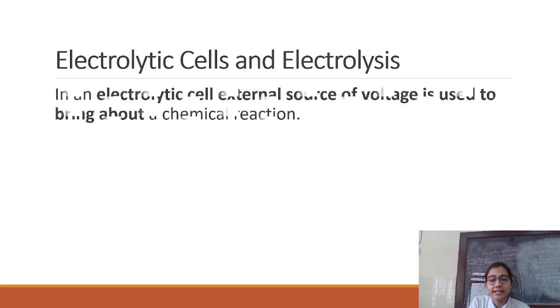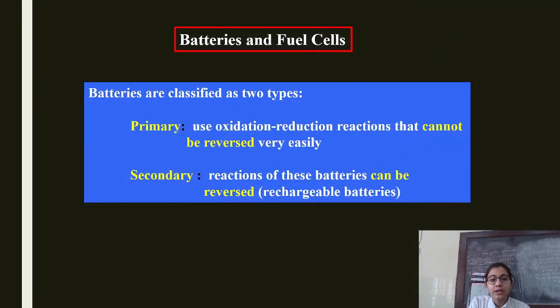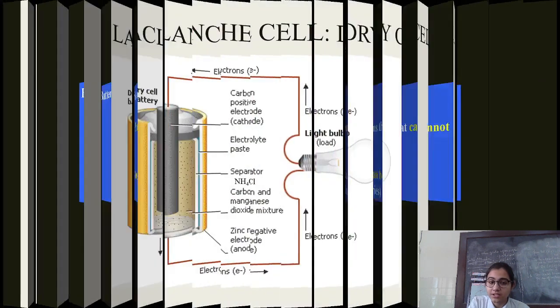Electrolytic cells and electrolysis. In an electrolytic cell, an external source of voltage is used to bring about a chemical reaction. Batteries and fuel cells. Batteries are classified as two types. Primary batteries use oxidation reduction reactions that cannot be reversed very easily. And secondary batteries, whose reactions can be reversed.